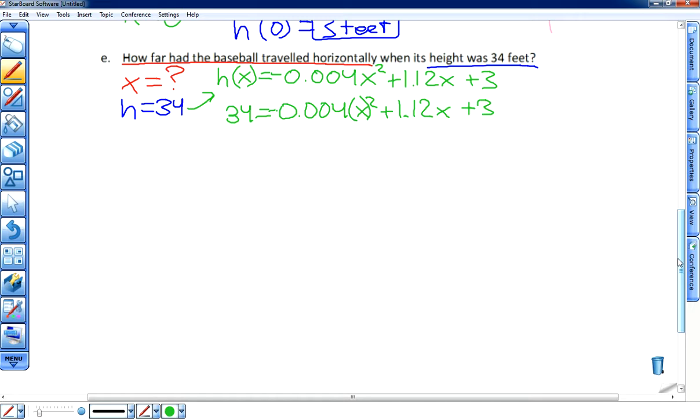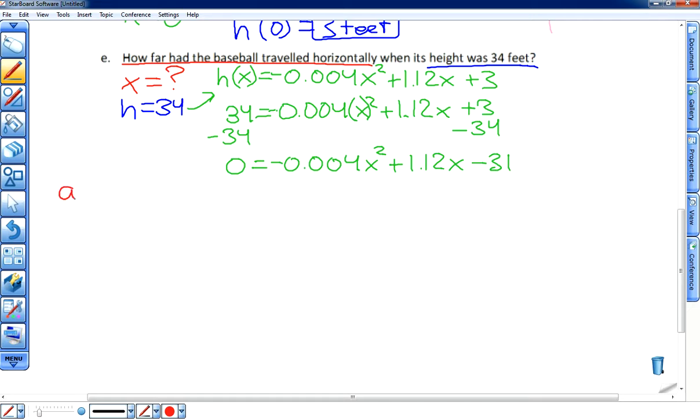Well, factoring is out of the question because of the decimals that we're dealing with. The best approach for this would be to use the quadratic formula. But in order to use the quadratic formula, we need to make sure that our equation is set equal to 0. So to do that, I'm going to subtract 34 from both sides. This ends up giving us 0 is equal to negative 0.004 x squared plus 1.12 times x minus 31. So our quadratic equation is now set equal to 0.